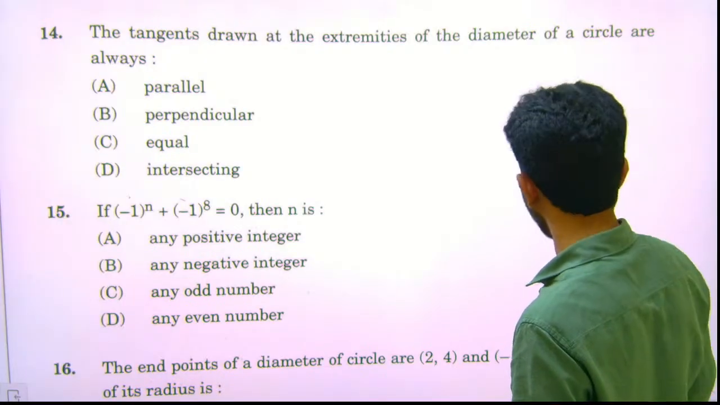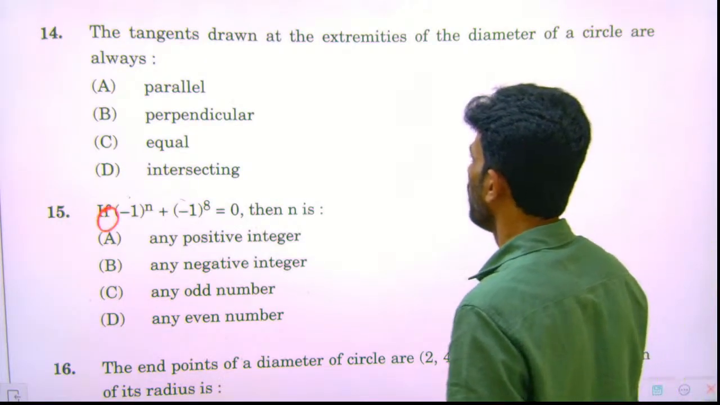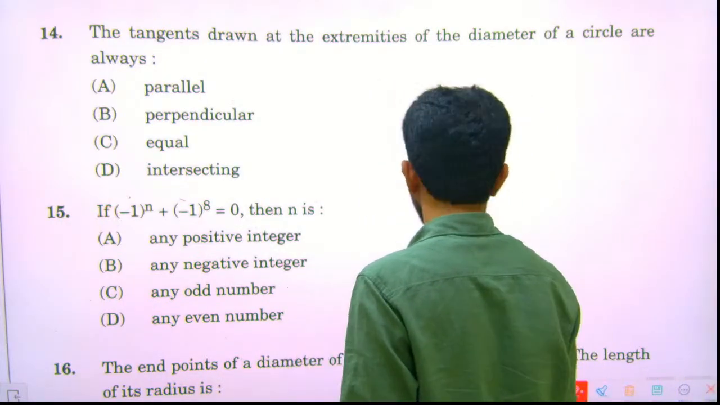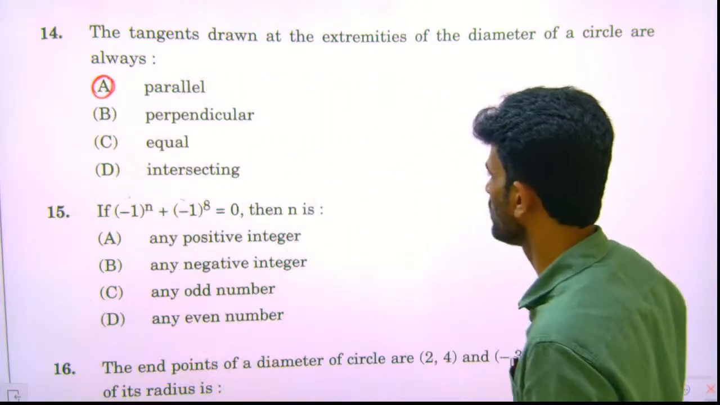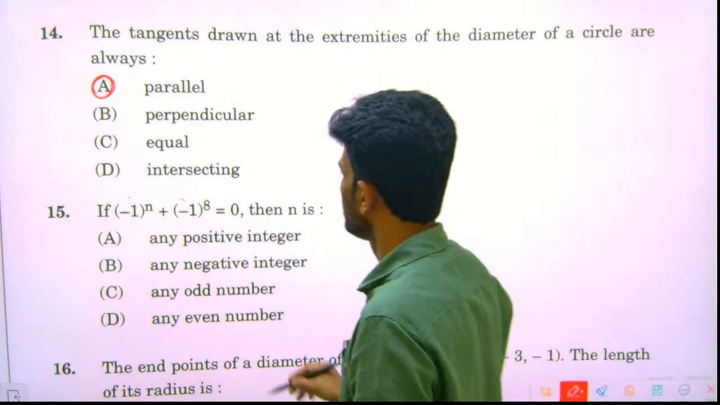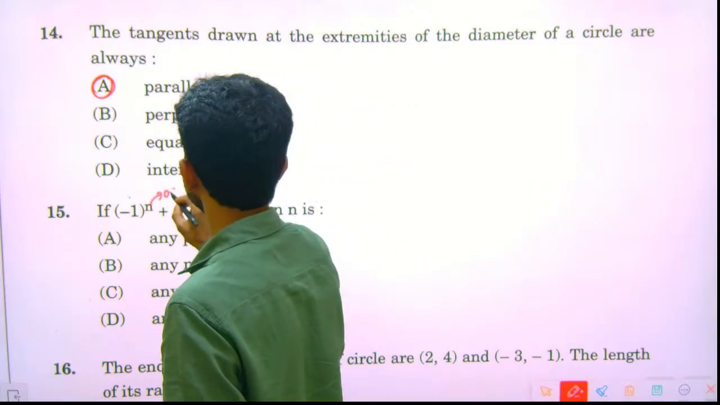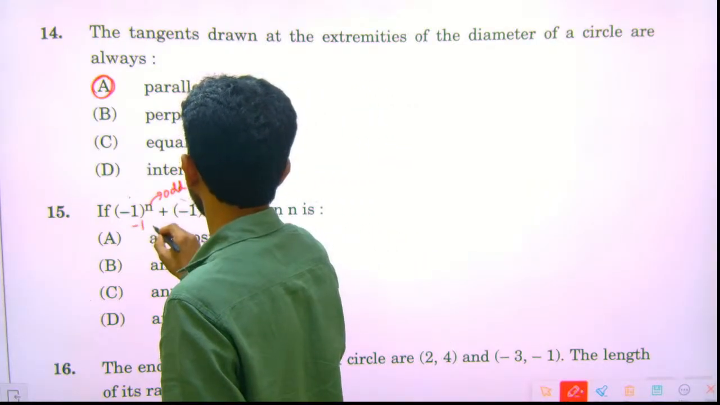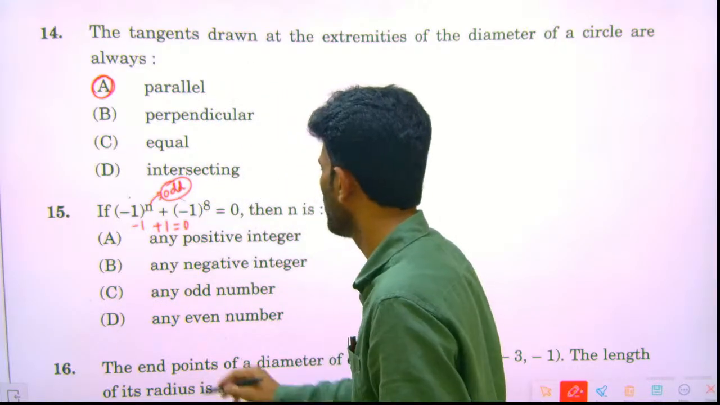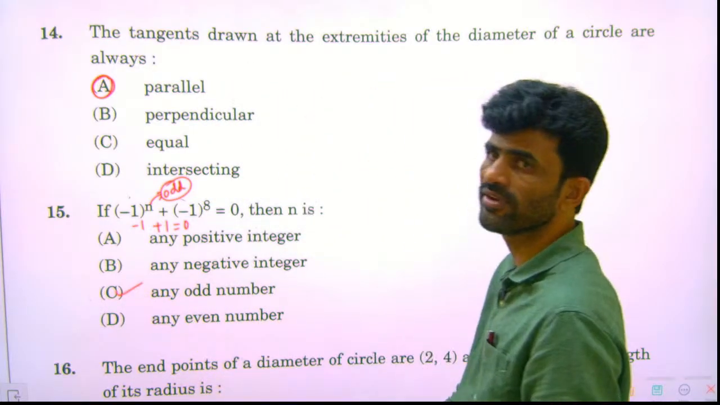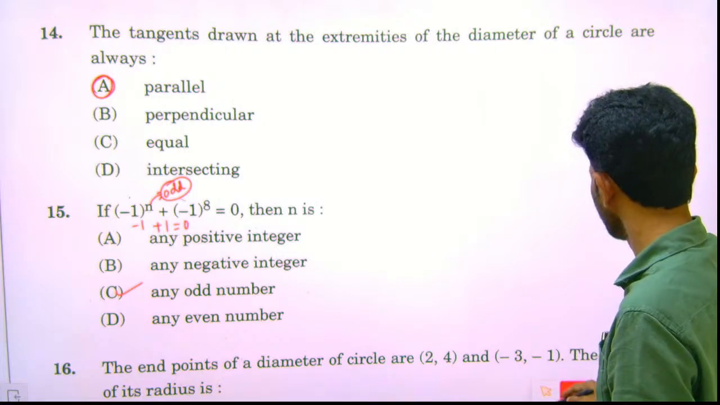Tangents drawn at the ends of the diameter are parallel. Option A is correct. 14th. 15th, this n should be odd. If n is odd, it becomes minus 1 and this becomes plus 1, total 0. So what should be n here? Odd number. So option C is correct. 15th one, option C is correct.